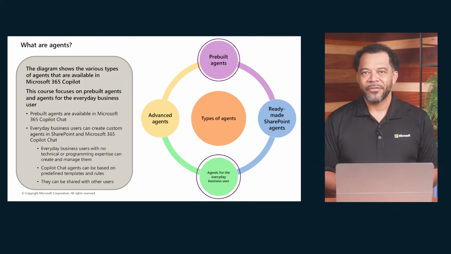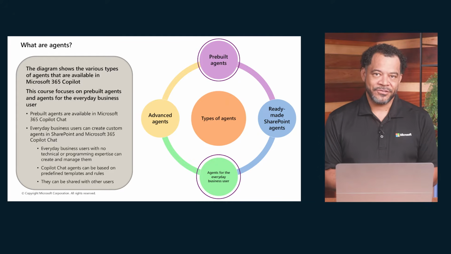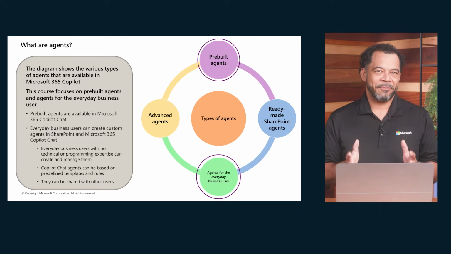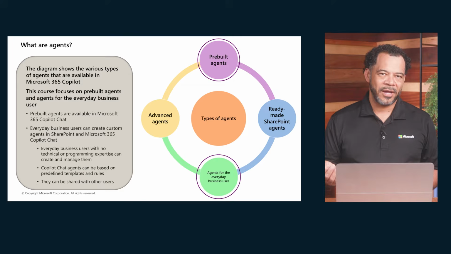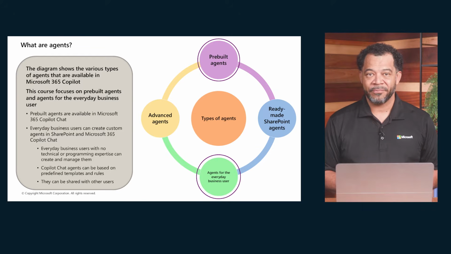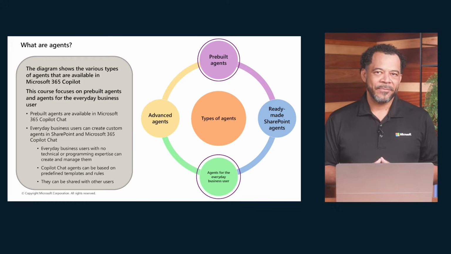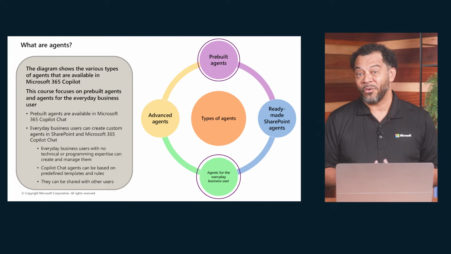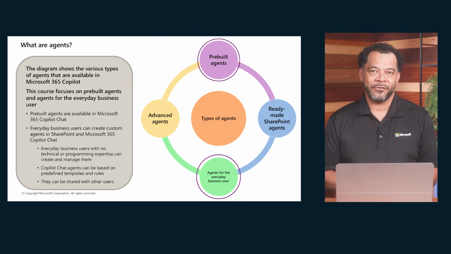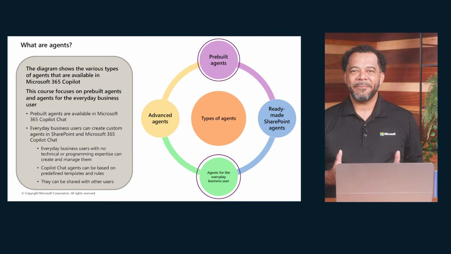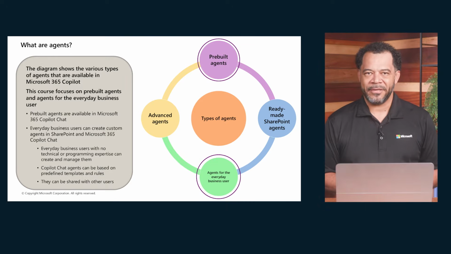Now, there's also a category called advanced agents. These are built by developers using tools like Copilot Studio or Visual Studio. They include more complex features such as generative AI and are used to automate tasks or create sophisticated workflows. While they're powerful, they do require some technical expertise. So they're typically managed by IT or development teams.